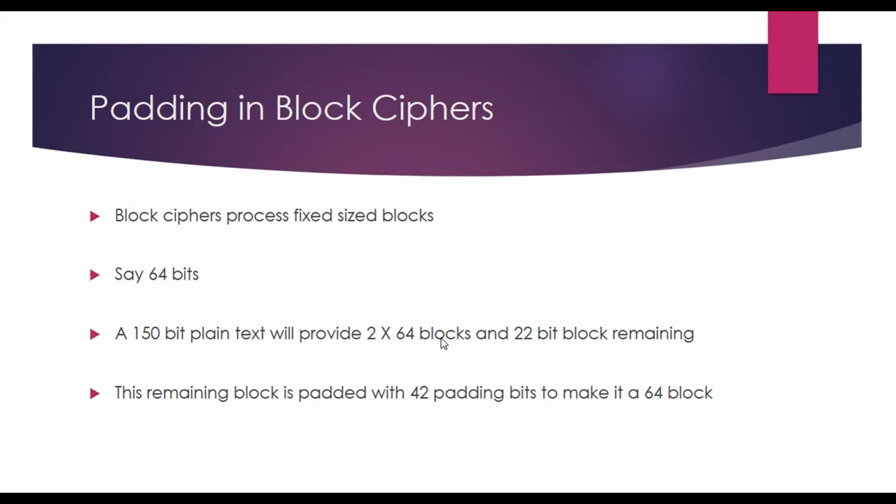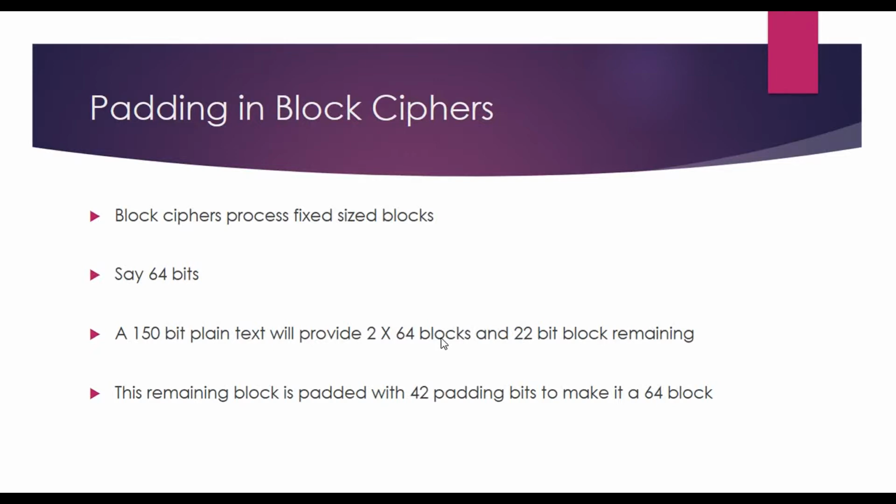So for example, if we have a 150-bit plain text, it will provide two blocks of 64 bits, and there will be a third block of 22 bits. Now this last block needs to be padded with some redundant information or redundant bits, so that the length of the final block is equal to the block size of the scheme. The block size of the scheme is 64, so we need to pad 42 redundant bits.